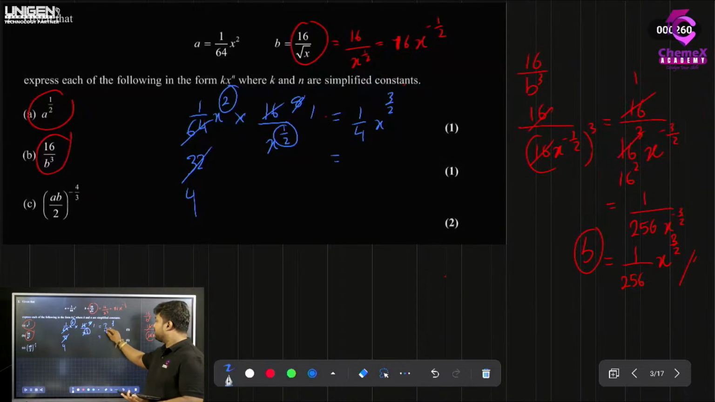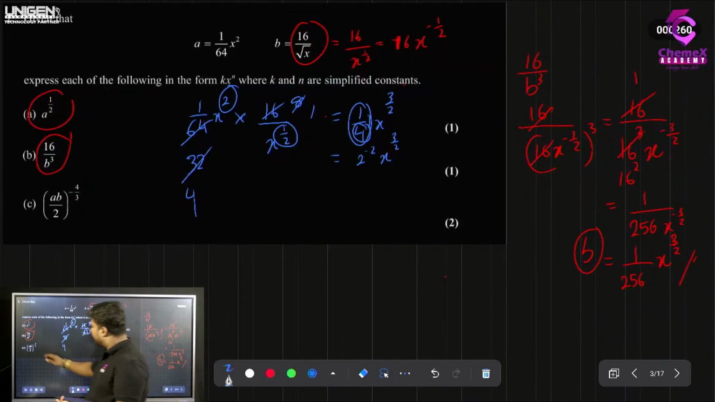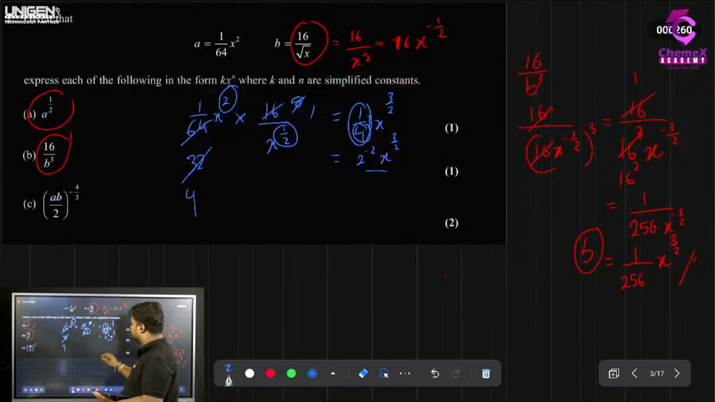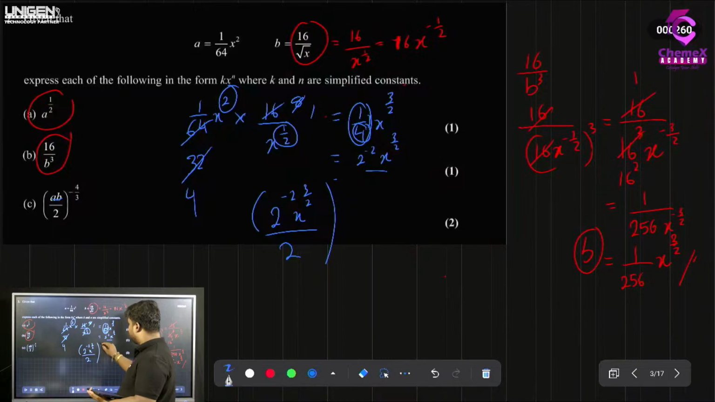So I can write this also. This 4 I can write as 2 to the power minus 2, because it's in the denominator and 2 to the power 2, when you take it up, it goes as 2 to the power minus 2. Then I'm going to write this term instead of AB. So 2 to the power minus 2 x to the power 3 over 2 over 2 minus 4 over 3.